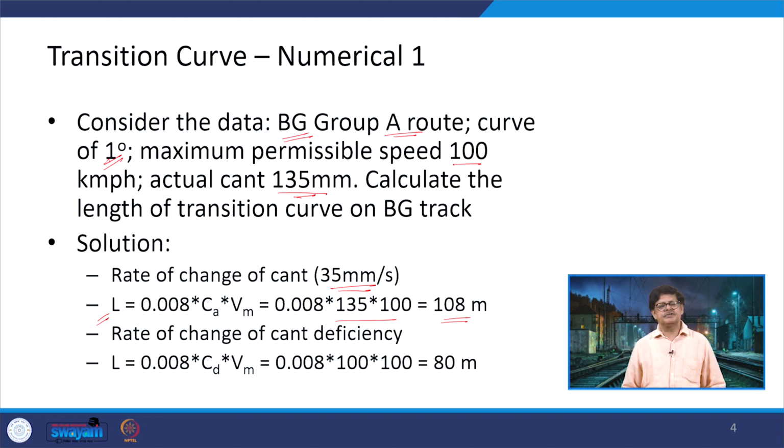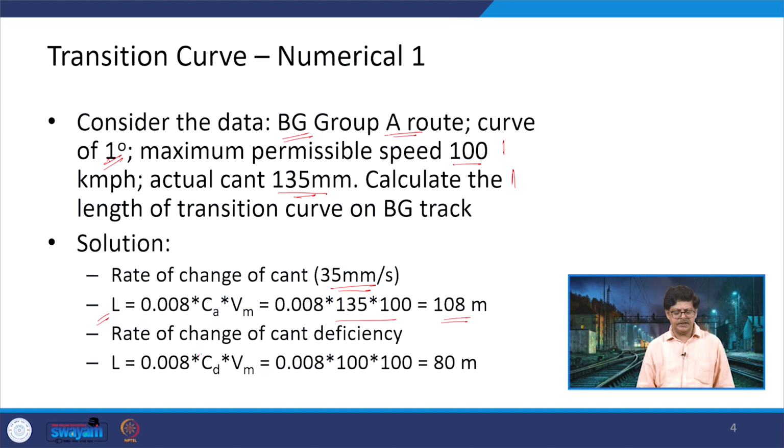As an extension of this particular numerical, it may happen that these values, the maximum permissible speed and the actual cant, are not given, and you have to calculate these values, and then once these are calculated they can be input here so as to calculate the length of the transition curve.